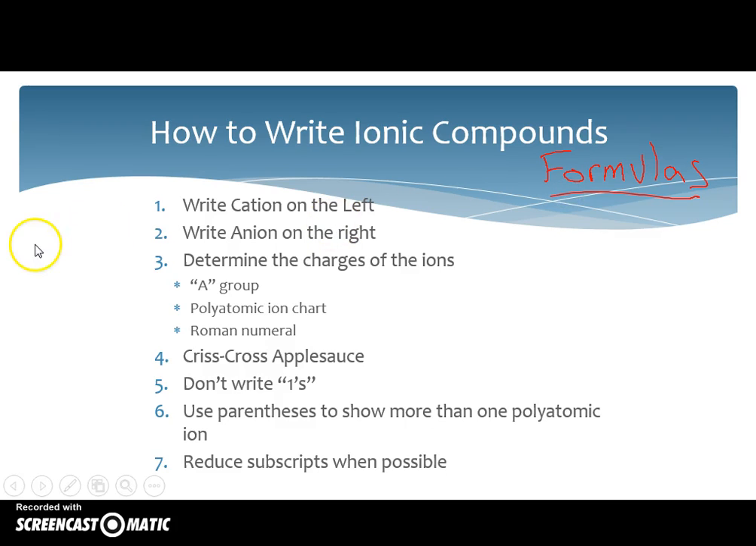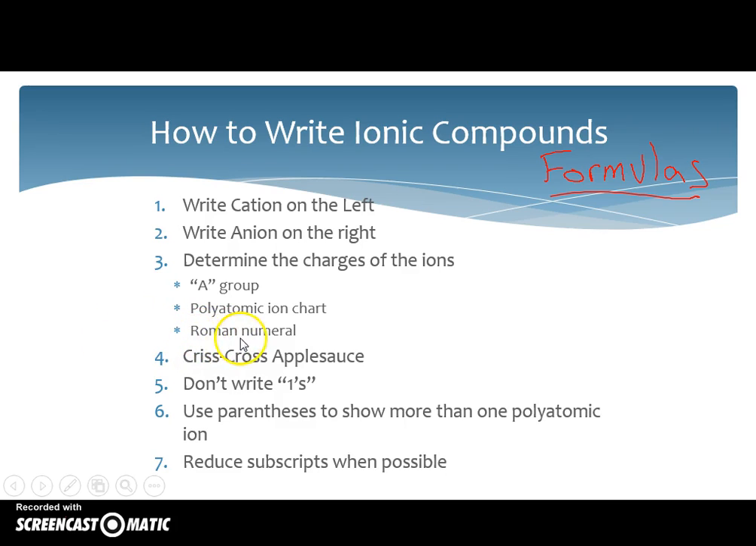So write your cation, write your anion, find your charges. If it's one of those A groups, one of the groups that we know the charge of, like sodium, we know it's always going to be a +1, or oxygen, we always know it's going to be a -2. Use those to help you. Go find your polyatomic ion on the cheat sheet. Roman numerals, maybe, if you have a transition metal. Do your crisscross applesauce.